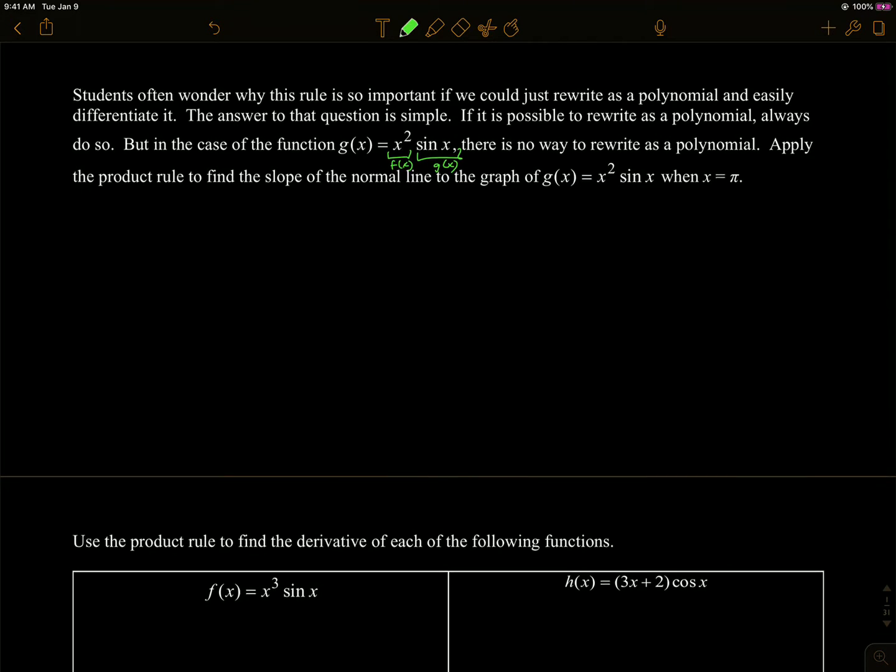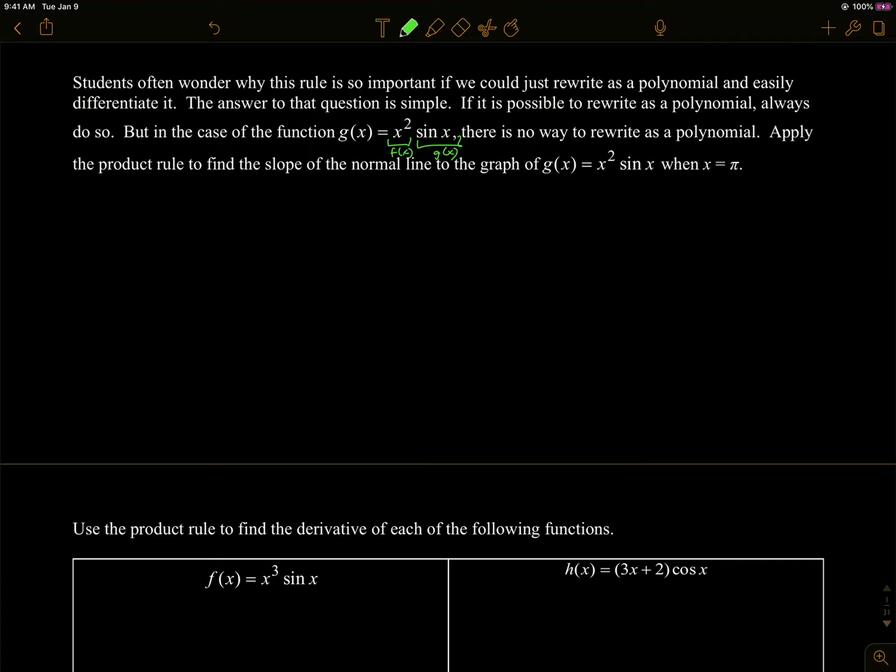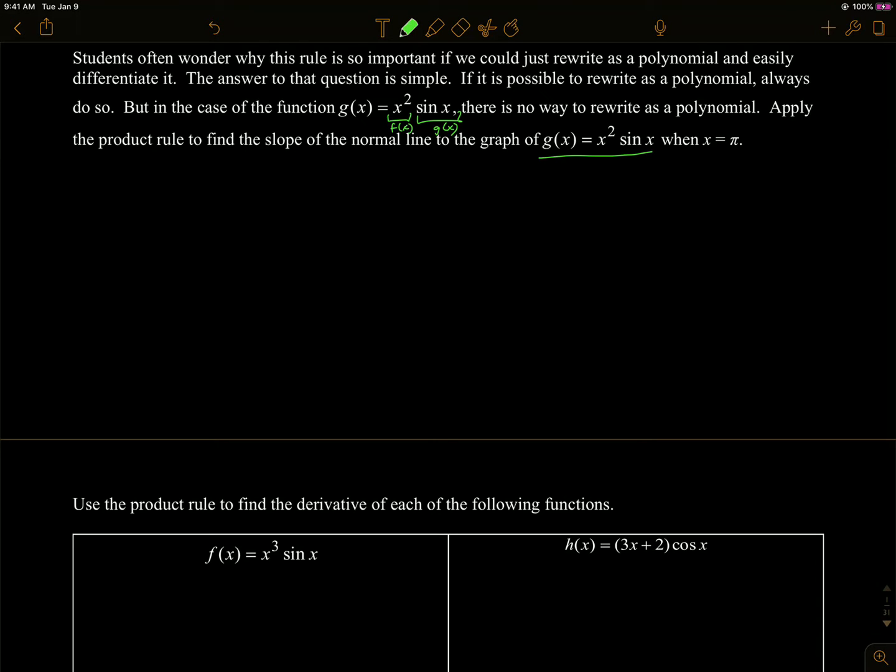All right, so it says apply the product rule to find the slope of the normal line to the graph of this guy when x equals pi. So we know to find the slope of the normal line, I need the slope of the tangent line, and then I just take the opposite reciprocal. We then know the slope of the tangent line is the derivative. So we got to start by finding the derivative. So our derivative of g, if I look at my first function, f is x squared, I'll go, the derivative of that by power rule is 2x times, I'll recopy the second function, sine of x, plus, I can recopy the first function now, x squared, times the derivative of the second function, cosine of x, because that's the derivative of sine of x.